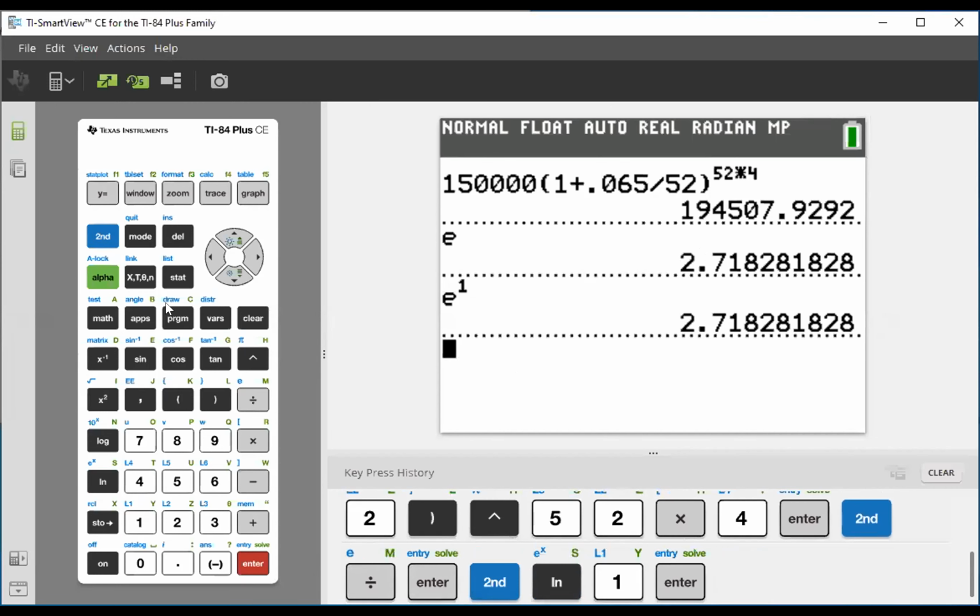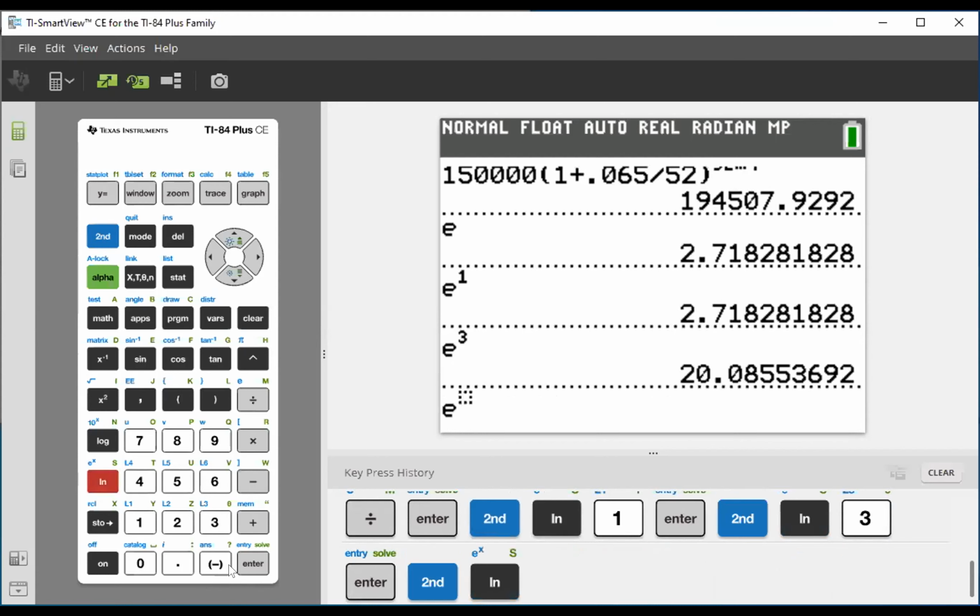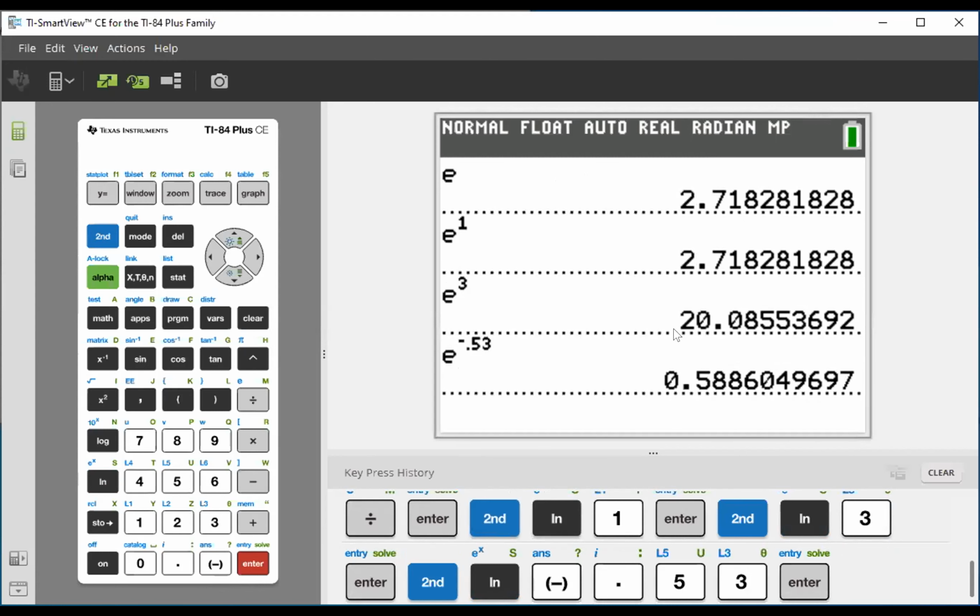And if you want to evaluate e to the power of 3, so second ln, right? Bring up the e to the power now. So we type in 3, okay? And of course, we could have this raised to the power of negative. Now notice the output is always positive, okay? No matter whether the power is positive or negative, your value is always positive, okay?